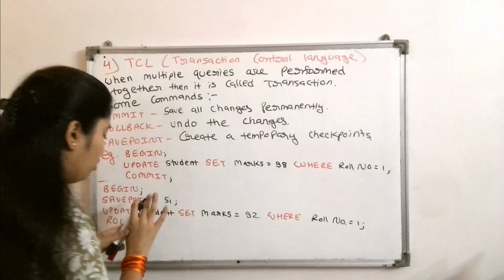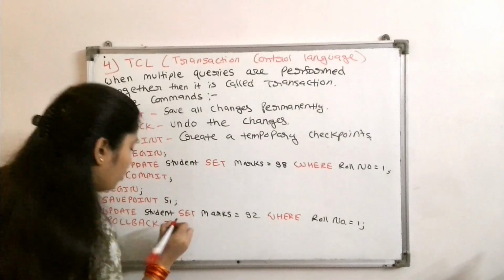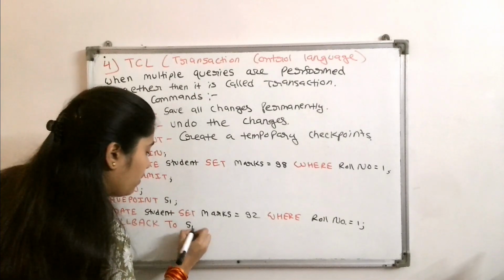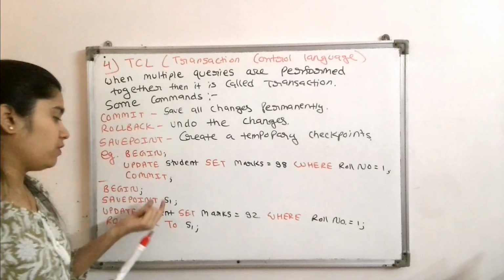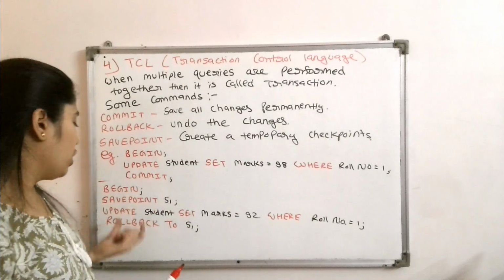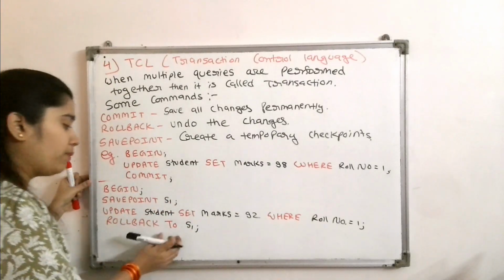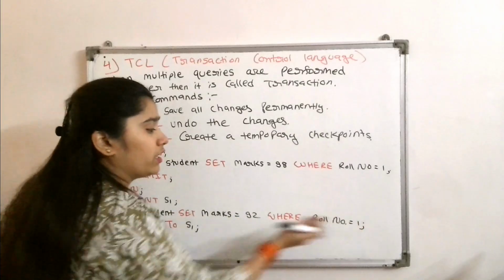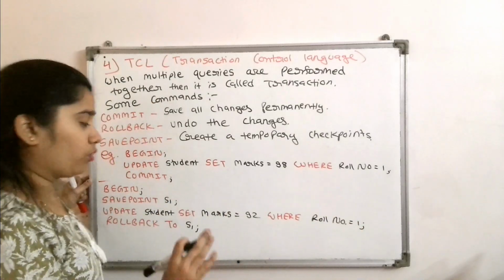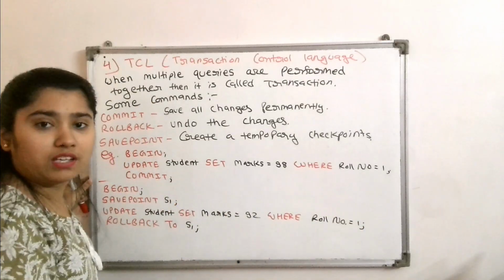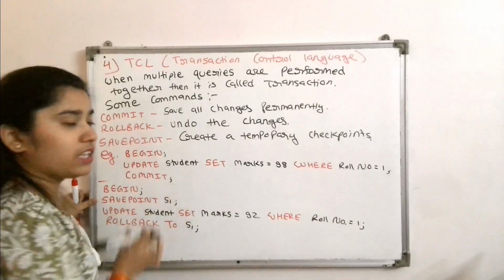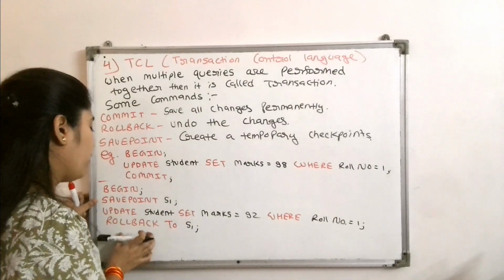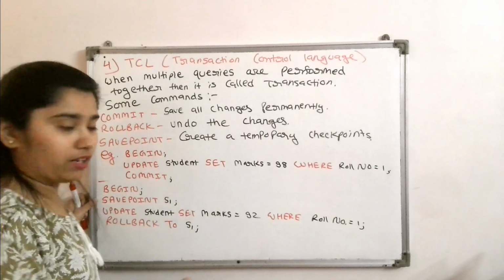So here we will write ROLLBACK TO S1. S1 was our save point. We have named it as S1 save point. So if we write here rollback to S1, whatever we have written here will not get saved. We will undo the changes. So therefore we have written the rollback to save point.